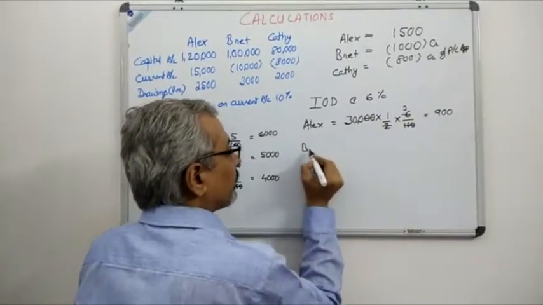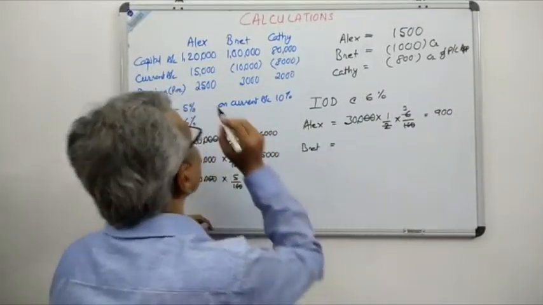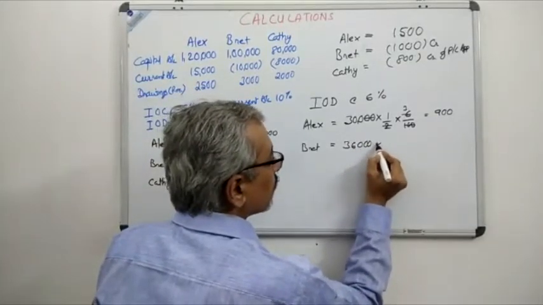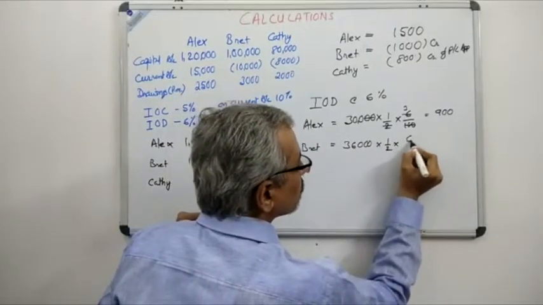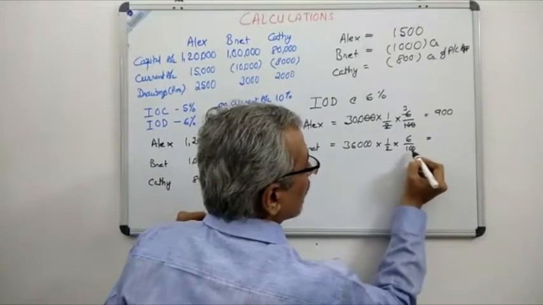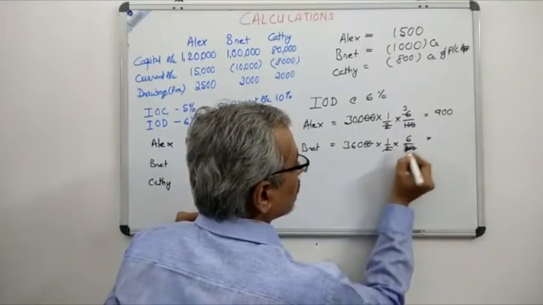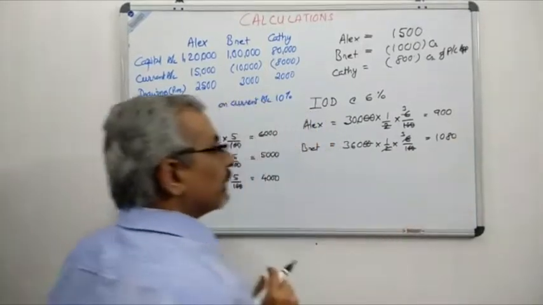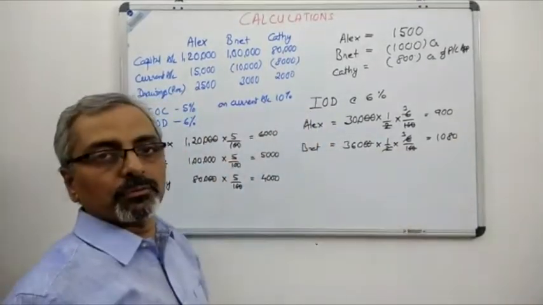Now let us see for Brett. Brett has drawn 3,000. That means the total drawing is 36,000 into half year into 6 by 100. Let us see the calculation very carefully over here. So you can see over here it's coming to 1080. How did I get it? 360 into 3 is 1080.